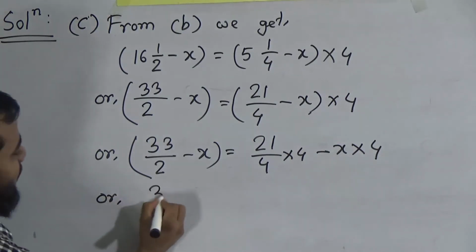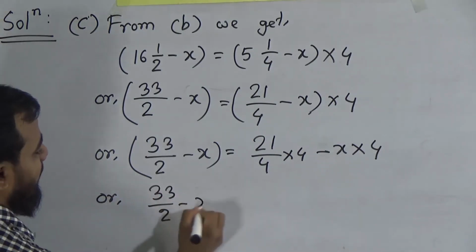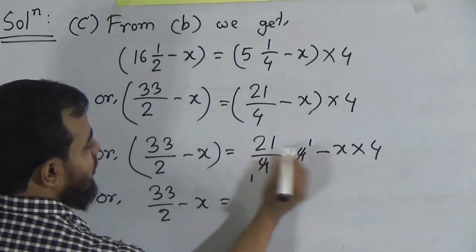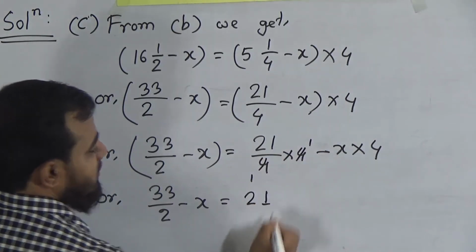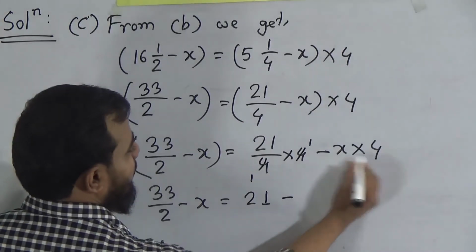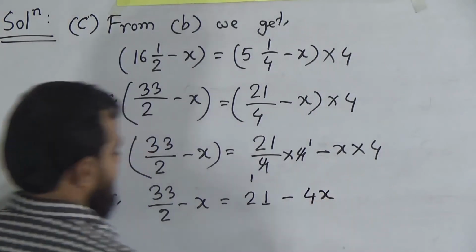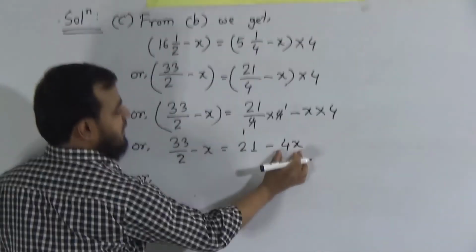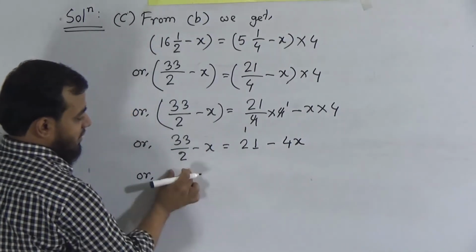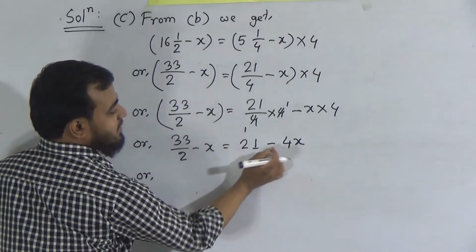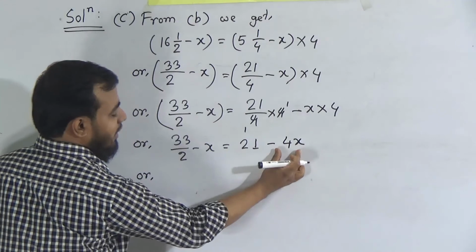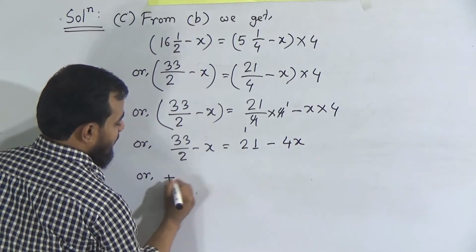Or we can write down 33/2 minus x, that's equal to how much? 4 ones are 4, 4 ones are 4, so it is 21. It's nothing but 21 minus 4 multiplied by x, that means 4x. Now we have to find out the value of x. That's why this x will be transferred to the left side. Then this 4x has a minus sign in front. While we transfer this into the left side, it will become a plus sign, plus 4x.